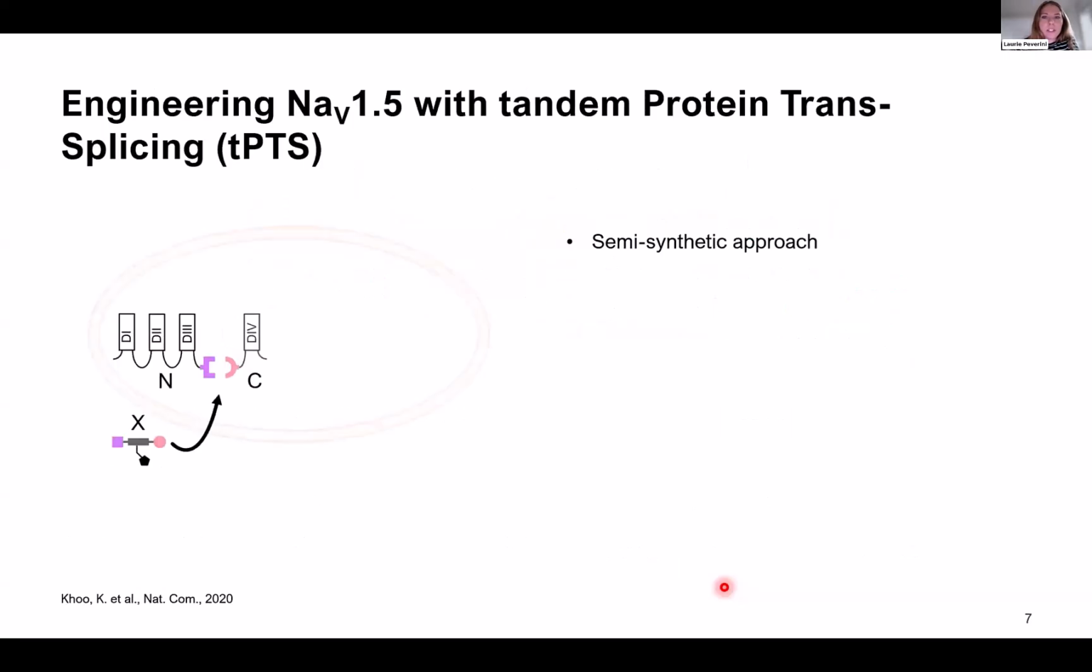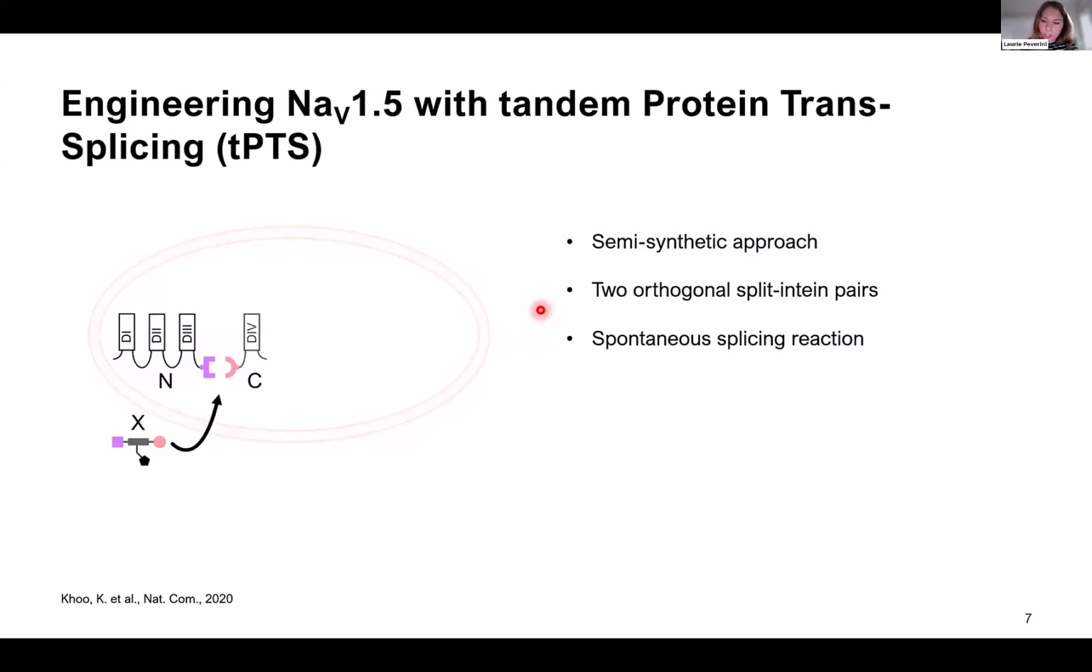The semi-synthetic method that we use is known as tandem protein transsplicing, and I will explain what it is now. This is a semi-synthetic approach, and it relies on the use of two orthogonal split intein pairs. These are represented here in purple and here in pink. These split inteins are naturally occurring protein sequences that are able to undergo spontaneous splicing reactions when they colocalize.